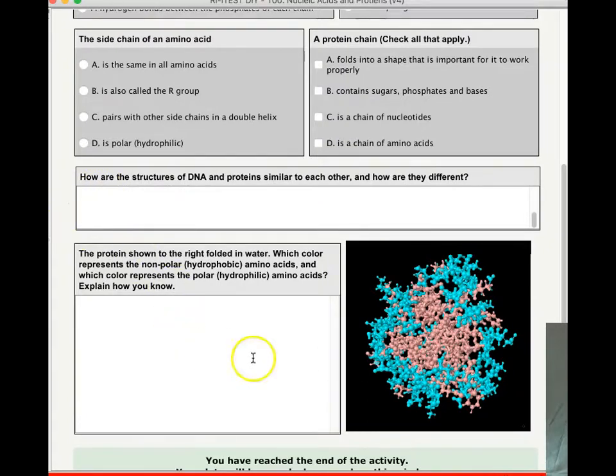Last but not least, this protein here is shown folded in water. How do we know which color stands for hydrophobic? That's non-polar. And how do we know which color stands for polar or hydrophilic or water-loving? Water here is in the black. You can consider all of this black area the inside of the cell where there's water. I'll let you think about that one.